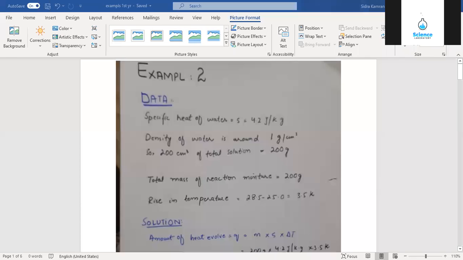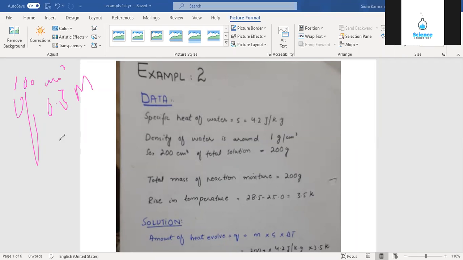We are going to discuss the examples first, then we will discuss Hess's law of heat summation and the Born-Haber cycle. Example number 2, page number 204 of your book. The question is: neutralization of 100 centimeter cube of 0.5 molar NaOH and 100 centimeter cube of 0.5 molar HCl.